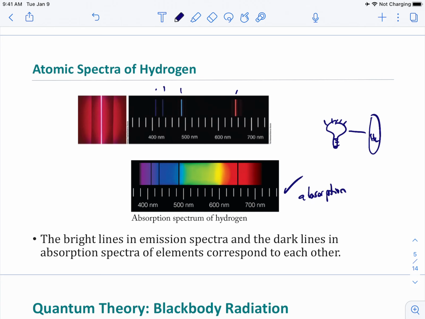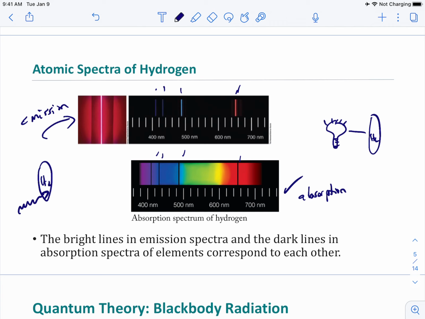And the emission is if I take hydrogen and I excite it with a voltage, it gives off this. So this is the emission spectra of hydrogen. And I think this is hydrogen. I'm not positive. Yes, that looks like hydrogen. But it could be any element, it would just be the same in both cases. Hydrogen, hydrogen, helium, helium, whatever. These lines here correspond to the black lines here.